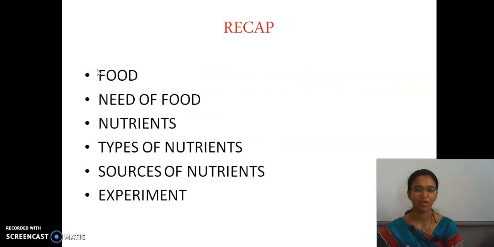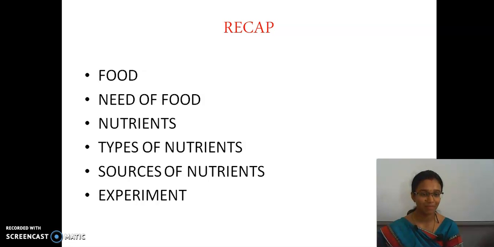First, what we have seen, what is meant by food. Food is nothing but which gives us, yes, energy. Then need of food. It helps us to grow, fights against diseases, and then maintains body temperature. It gives energy to do work. And then nutrients. The components present in the food are called nutrients.